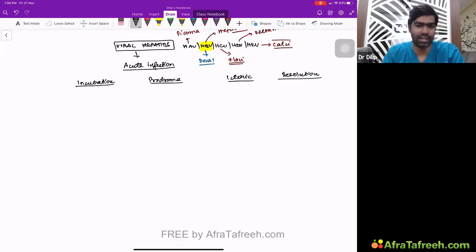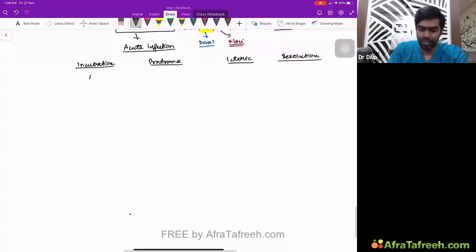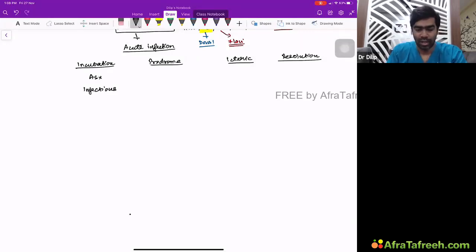But these are the classic things. Almost 20 to 25% of the cases usually follow this classic 4 stages, but not all patients follow all these 4 stages. But let us see what we mean by the incubation phase. In the incubation phase, we know the patient will be completely asymptomatic because the virus is incubating. The patients are still infectious because the blood will be full of virus. And here the liver enzymes are quite variable.